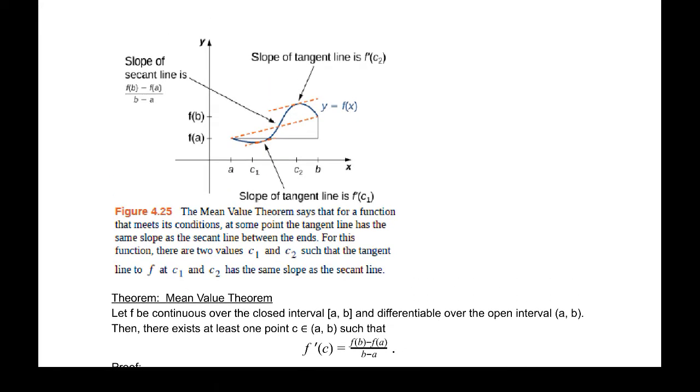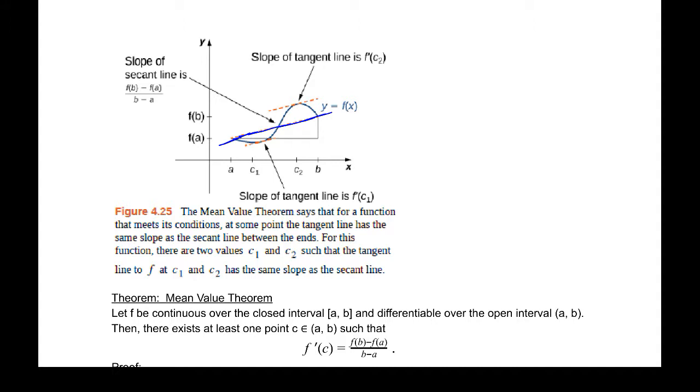This is actually the slanted version of Rolle's theorem. Whereas Rolle's theorem had the two endpoints equal, what if the two endpoints are not equal? Well, first we have this: f of b minus f of a over b minus a. That would be this line right here.